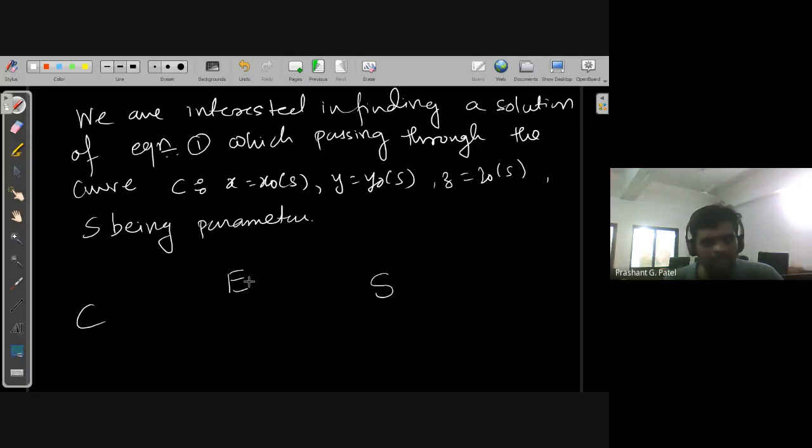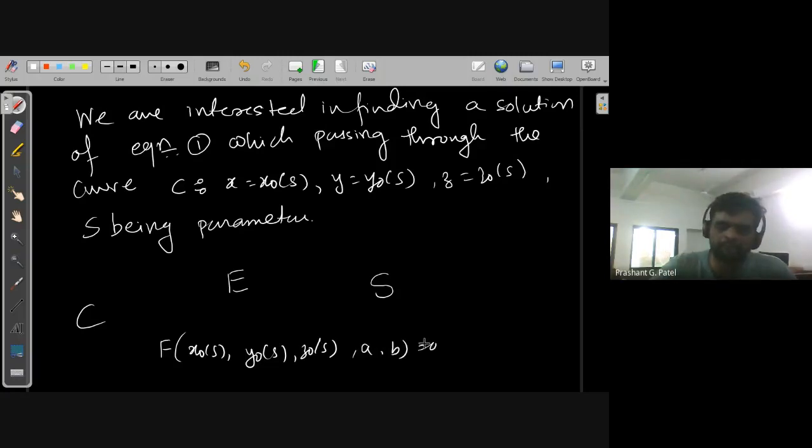If E, the envelope of the subfamily, will touch each member of the subfamily, as C lies entirely on E, it will touch each member of S. This requires that f of x0(s), y0(s), z0(s), a, b equal to 0 be satisfied for each a, b belonging to the corresponding subfamily S.